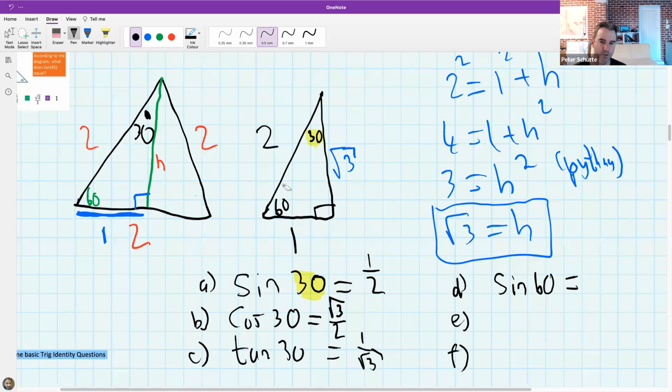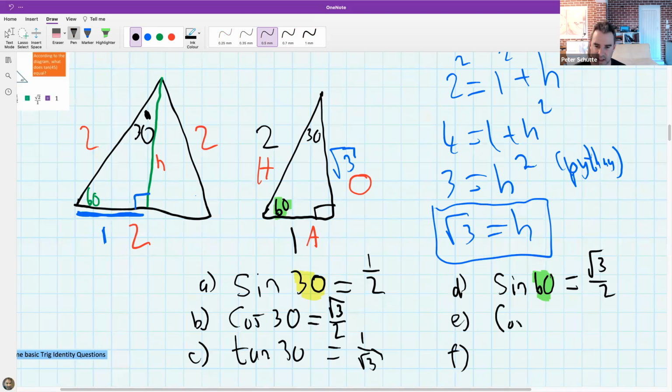Now we have to be careful, because if 60 is the reference angle, then this is going to be in the driving seat. That means the way that we name our sides changes. This is going to be O. This is still H, it doesn't move, but this now becomes A because we're talking about 60. And so sine is O over H, which means we should get root 3 over 2.